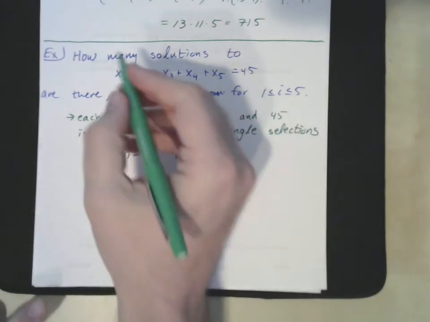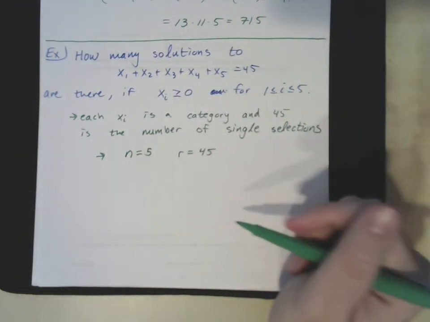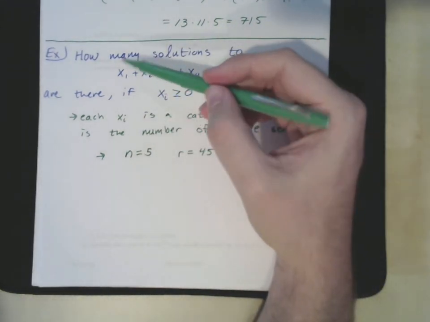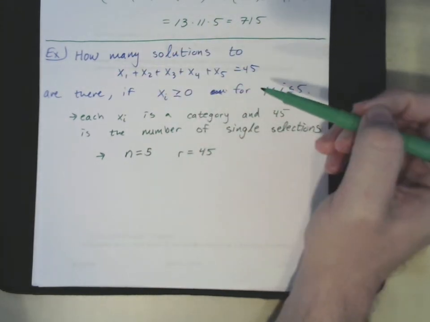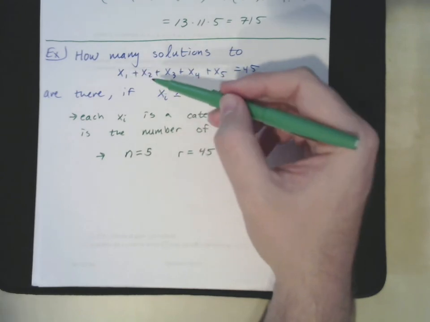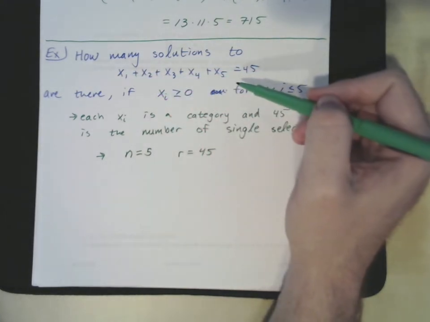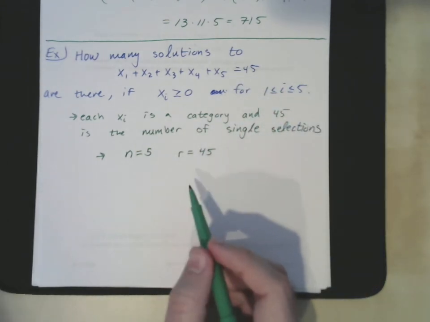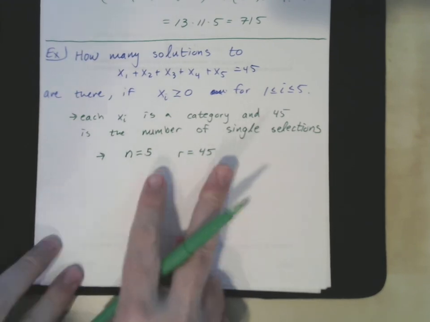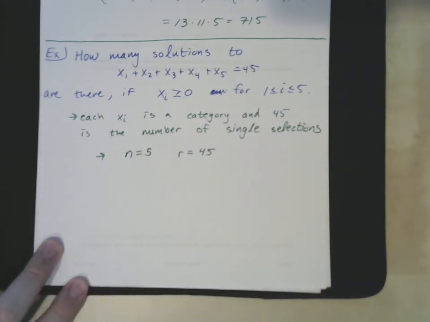So you can think of each of these as starting at 0. Every tally mark that you put down is a counting, an index, and you go up 1. Once you go up 1, you're taking 1 away from the total. So if I put 1 here, I have 44 left. If I put 6 here, I only have 39 left to place. But we still have to place all 45 of those tally marks, or all 45 of those index increases. So that's how we determine this. These become our categories. This becomes our number of selections.